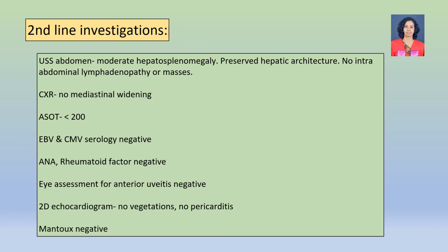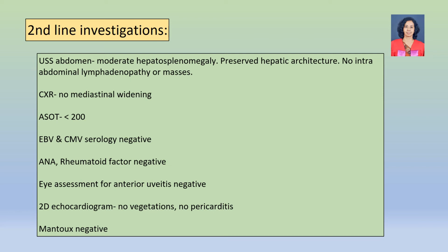Eye assessment for anterior uveitis has to be performed when you consider a juvenile idiopathic arthritis, which was negative in this patient. But you may know we expect anterior uveitis mostly in oligoarticular arthritis. 2D echocardiogram revealed the absence of vegetations and no pericarditis. Absence of vegetations rules out the possibility of infective endocarditis. And pericarditis is important in the evaluation of a child with systemic onset JIA, because serositis could be associated with this condition, but in this patient, there is no evidence of pericarditis.